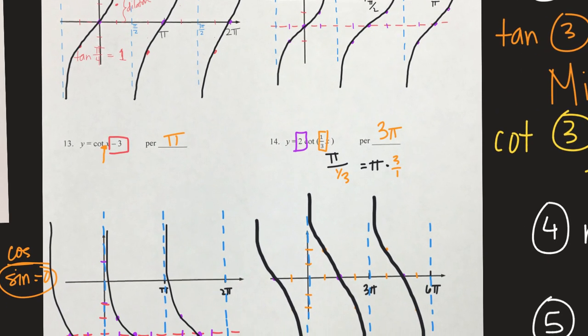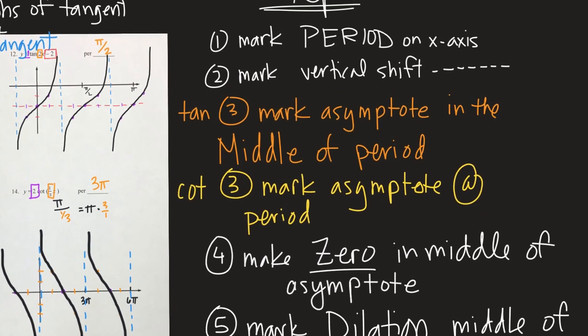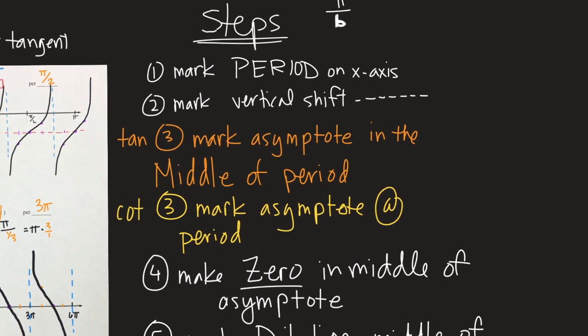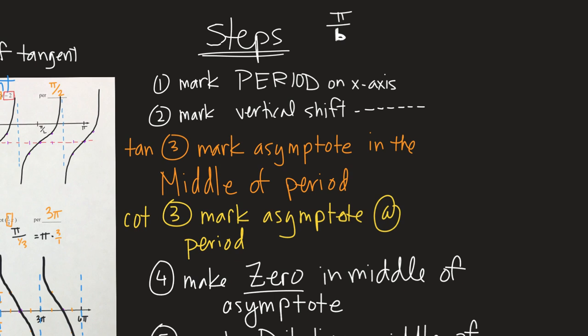Okay, so remember the steps. First, you put your period on the x-axis, and then you mark your vertical shift, which I forgot to do. Okay, and then for tan, your asymptotes go in the middle of the period, and for cotan, your asymptotes go at the period itself. Okay, and then you put your zeros in the middle of your asymptotes, and then you mark your dilation in the middle of your zeros and your asymptotes.